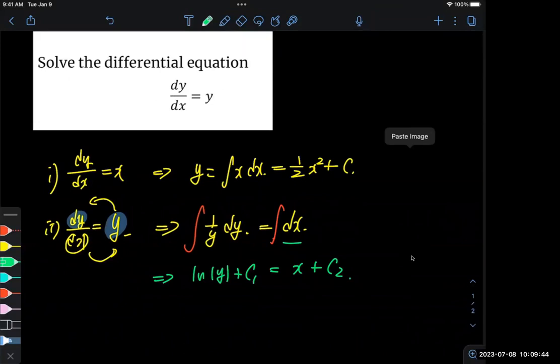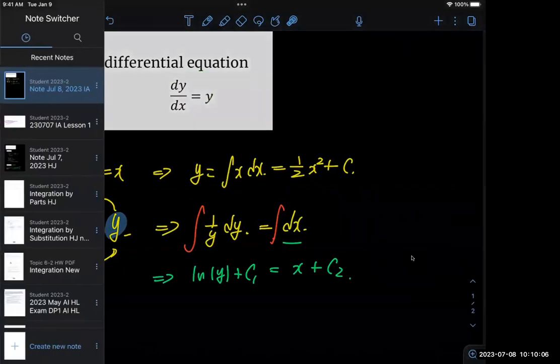But when you decide to write this sort of equation for your IA, we cannot write like this. We cannot assume too many things. You have to justify. You have to explain why, for example, I can rearrange the derivative like a fraction. The things that we've been taking for granted have to be well explained, right?